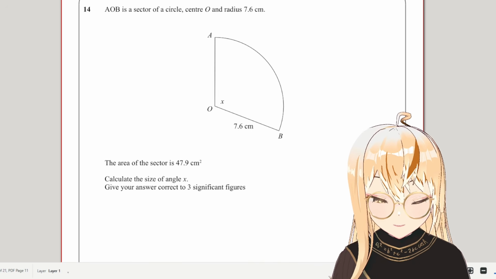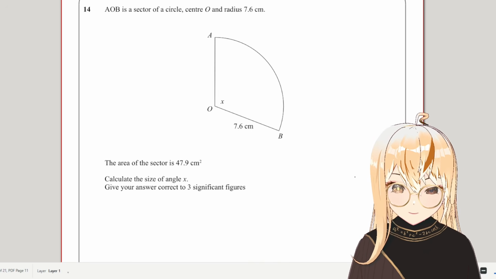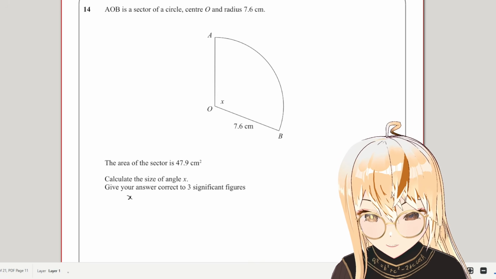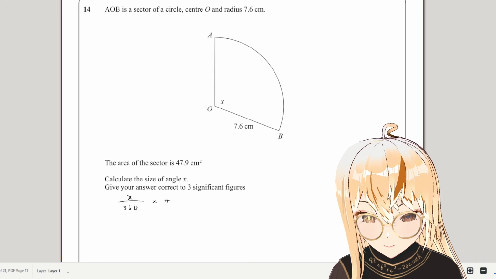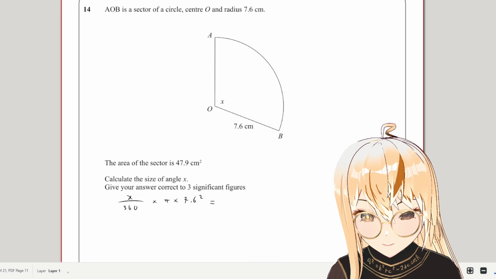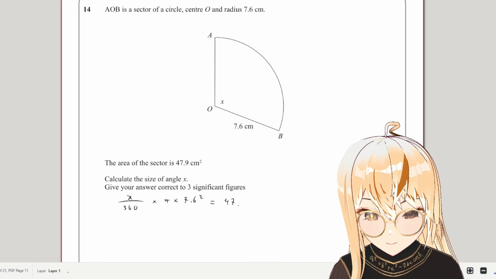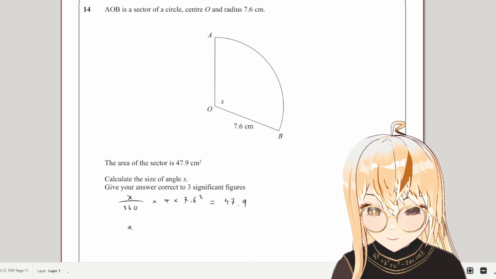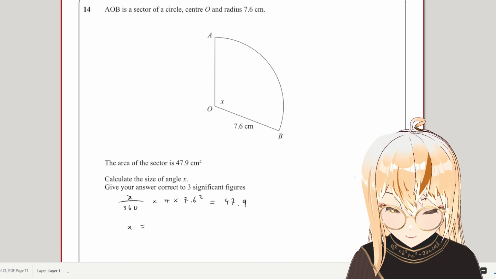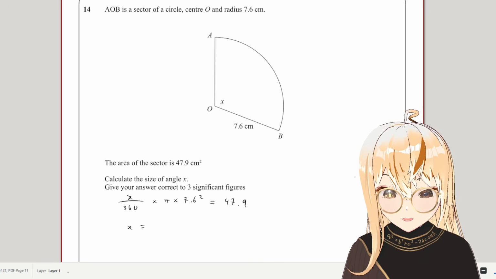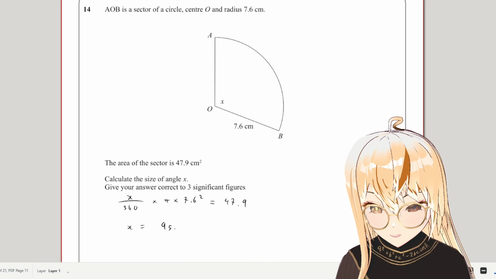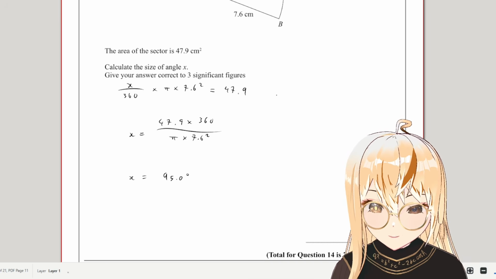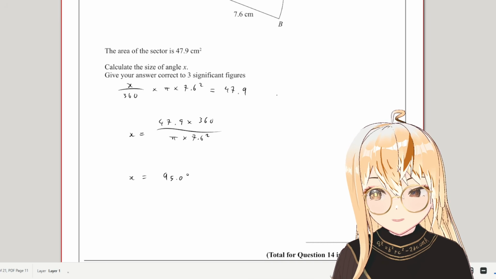So the area of a sector is the angle over 360 times pi r squared. And we know in the question it's equal to 47.9. So we can just do a little bit of rearranging, and then at once we'll get 95.0 degrees. That's what that looks like rearranged, by the way, for x, if you wanted to see it.